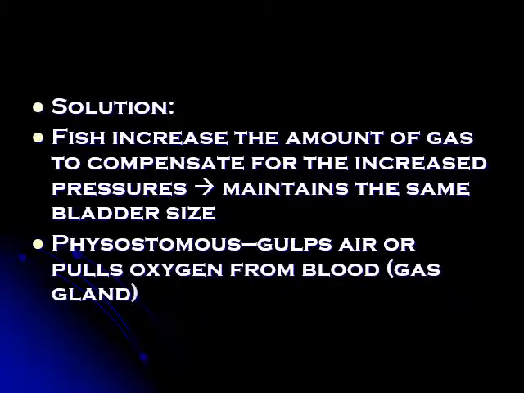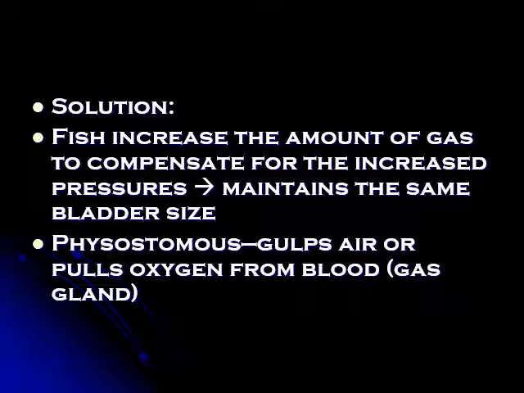So how do we get air in? Well, physostomes, those that have the bladder mouths, can gulp air into their bladders, but they have to be at the surface in order to do that. If they're at deep depths, they can also pull oxygen from their blood. There's this little organ called a gas gland that connects to their swim bladder. They can pull the oxygen from the blood in order to inflate their swim bladder when the pressure is increasing and the volume of their swim bladder is decreasing.